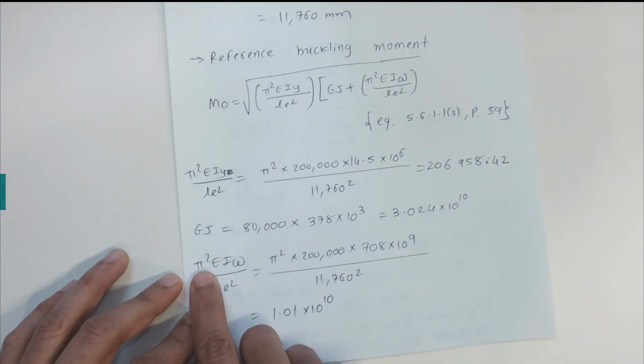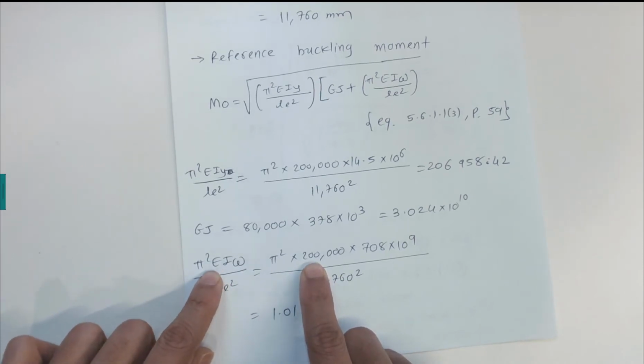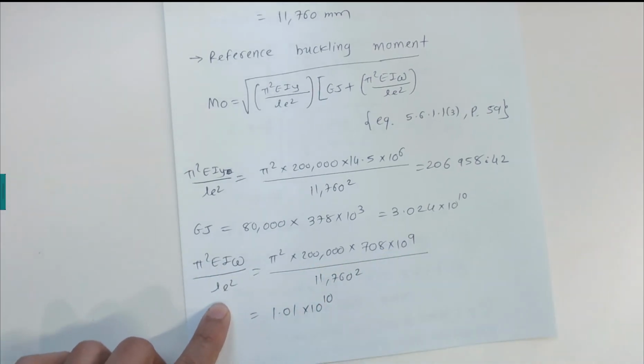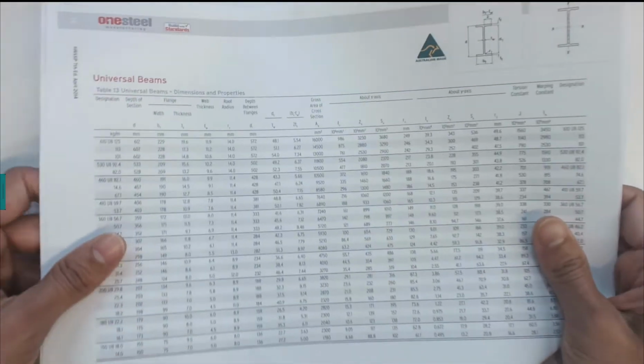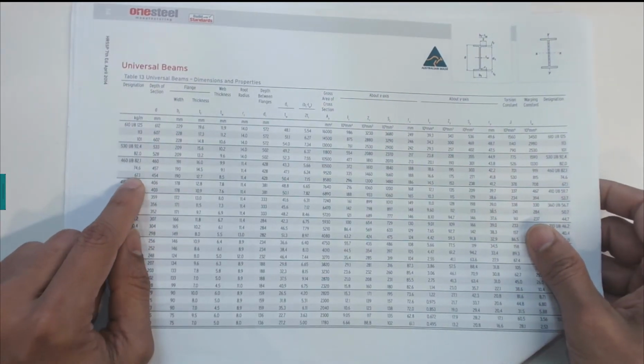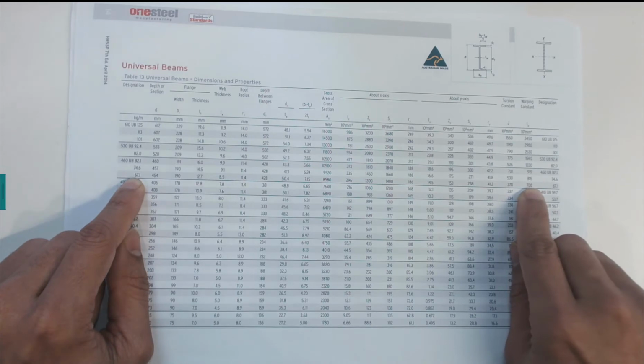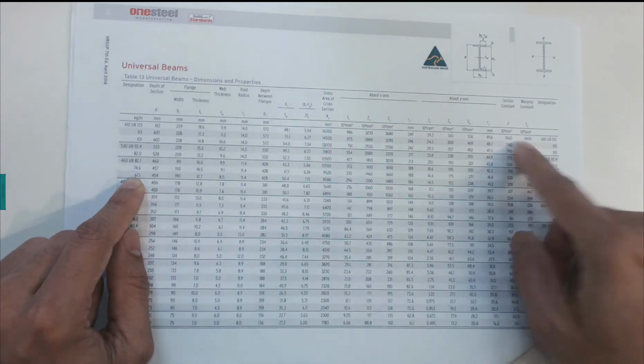Similarly, we can have pi squared E, where the E value is from the Australian Standard. Iw is the warping constant, coming from the OneSteel tables for the 460 UB 67.1. Iw is 708 times 10 to the power 9.